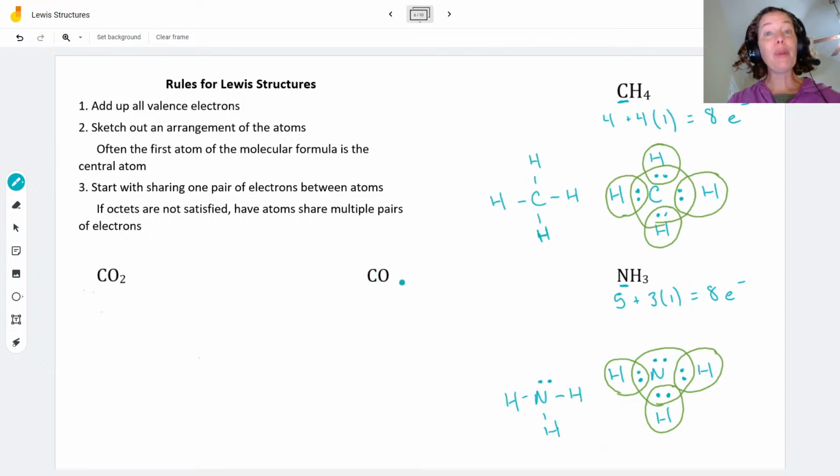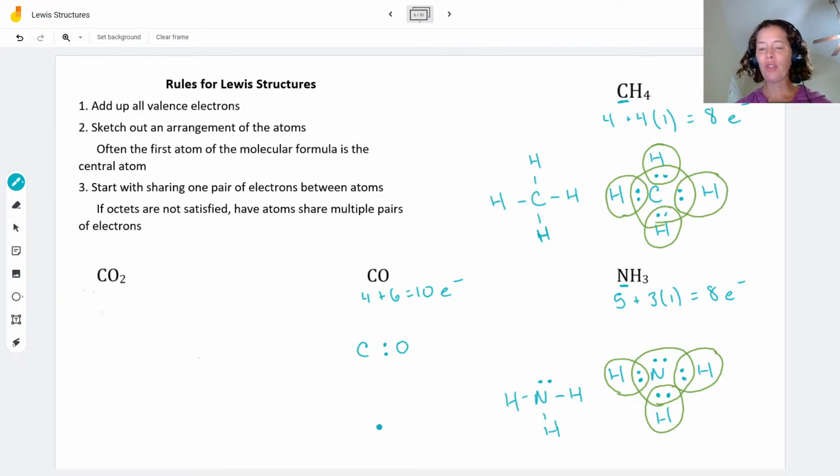Okay, carbon monoxide. Let's add up our valence electrons. So carbon gives us 4 valence electrons, oxygen gives us 6, so we have 10 valence electrons to use. In this case, there is no central atom because we just have carbon bonded to oxygen. So I'm just going to write them next to each other like so. Okay, so I've got 10 electrons. This is kind of my guess as to how they're going to be because it's just carbon bonded to oxygen. And again, I like to start with sharing one pair of electrons. So we'll put our one pair right here in between carbon and oxygen. That's only 2 electrons. I've got 8 more to use.